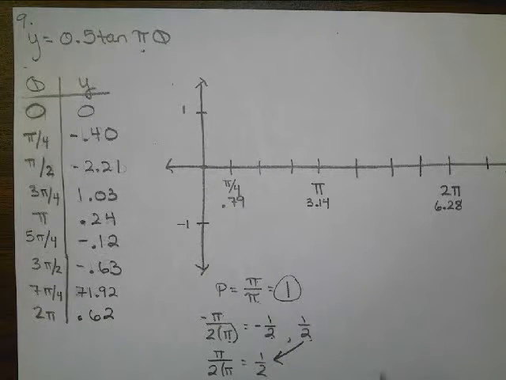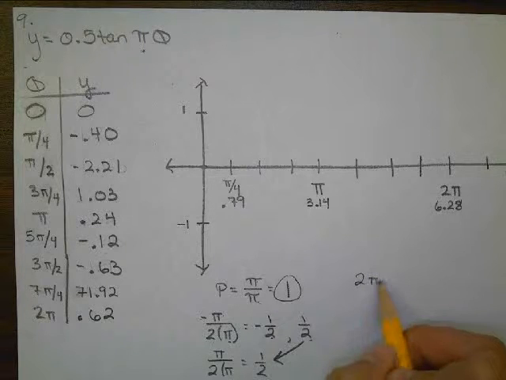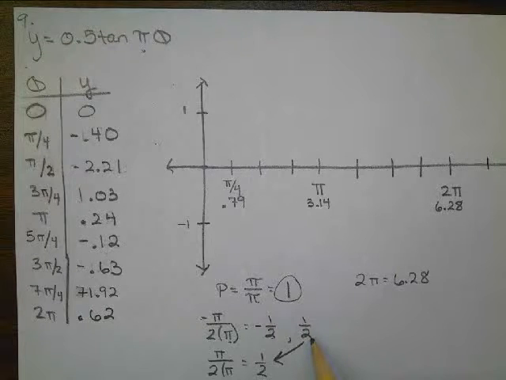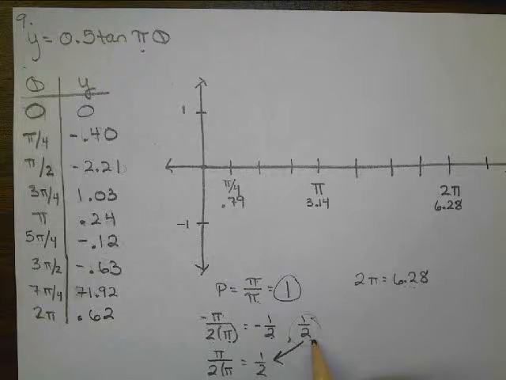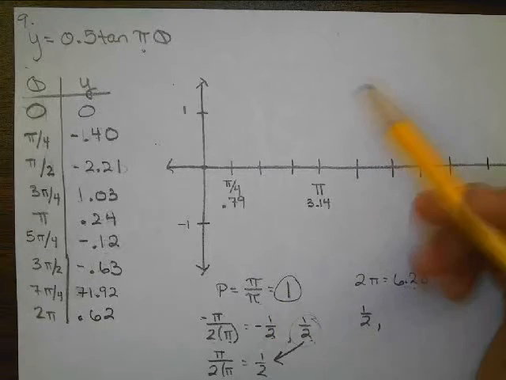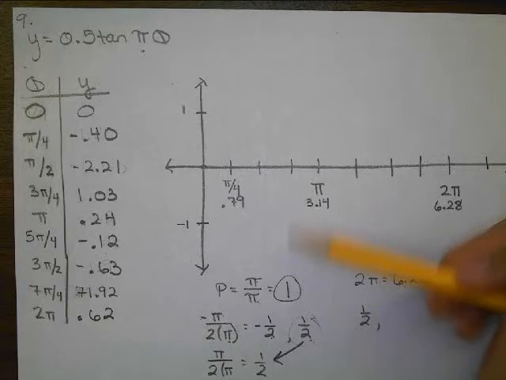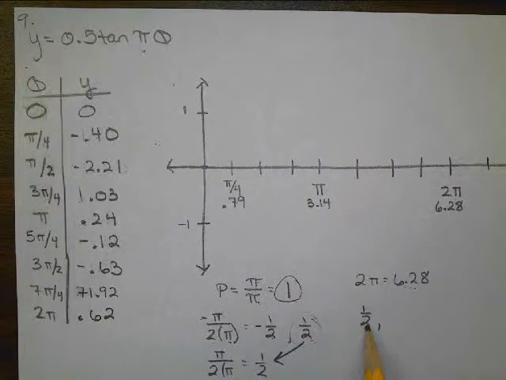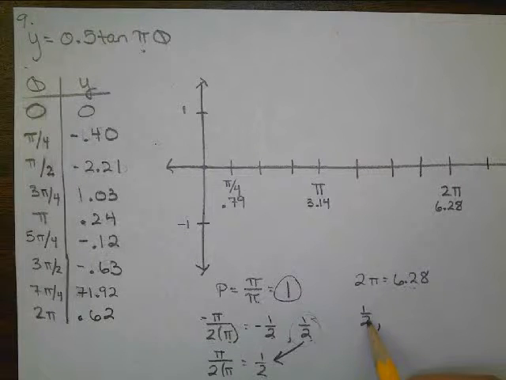Now, since we want the interval from 0 to 2 pi, that is equivalent to 6.28. So I have to keep figuring out what all my asymptotes are until I get to 6.28. So I know one of them's at 1/2. Since my period is 1, that means my cycle starts and ends, and then there's a difference of 1 in between. So if I am at 1/2, if my period's a 1, I'm going to add 1 to this to get to the other asymptote.